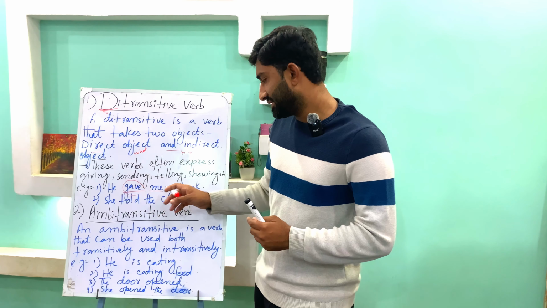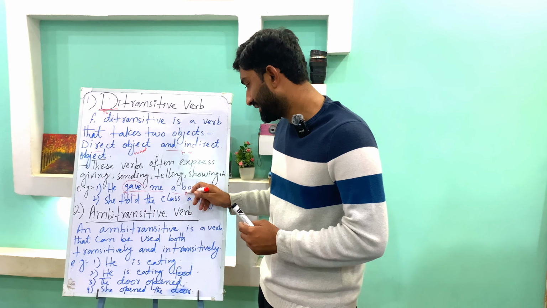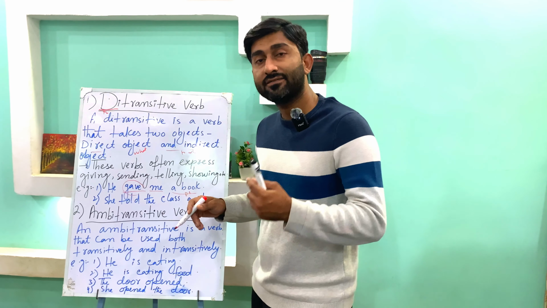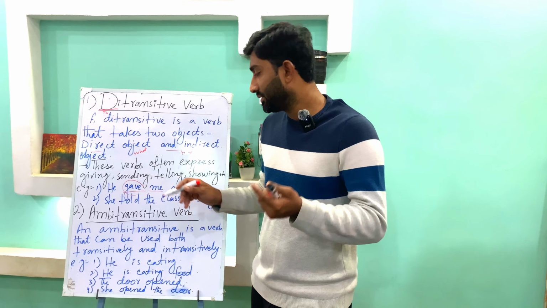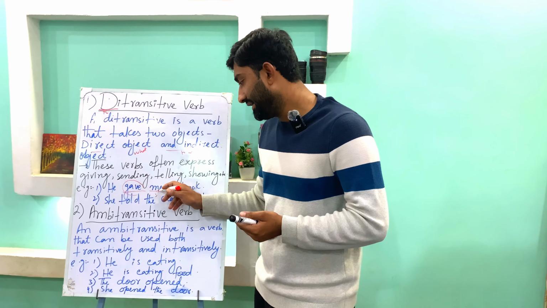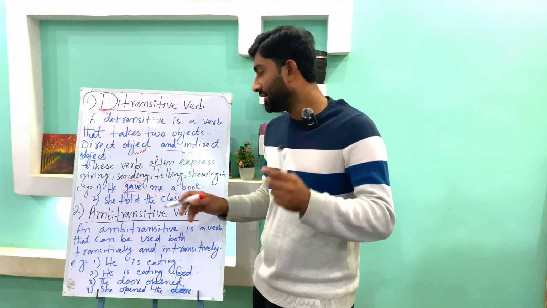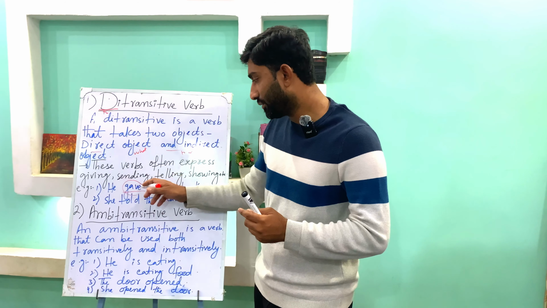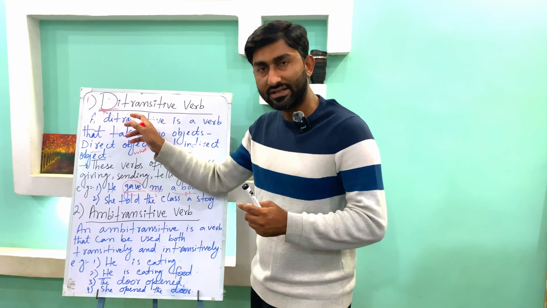So he gave me what? He gave me a book. A book is my direct object. And he gave me a book to whom? Me. So me is my indirect object. So in this way, we have two objects with the verb. So the verb is called ditransitive.